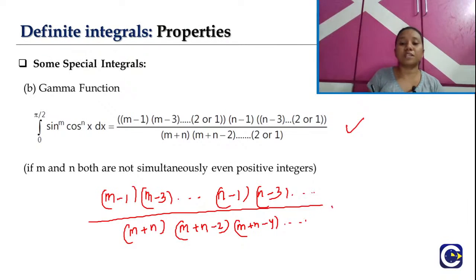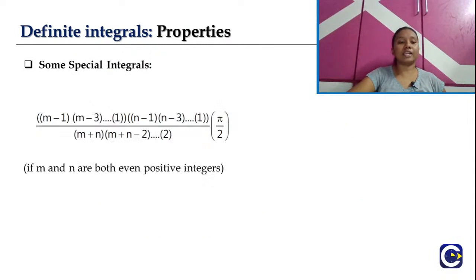So this will be the first case, when our m and n values are not simultaneously even positive integers. So this is the first case for the gamma function. So let's see the second case. That means what happens if both m and n are even positive integers.